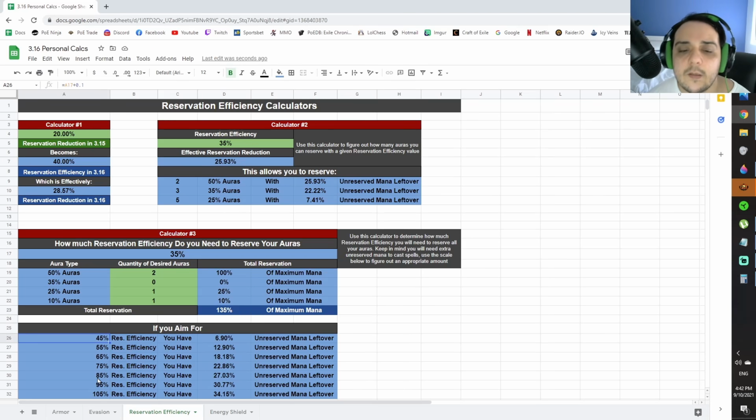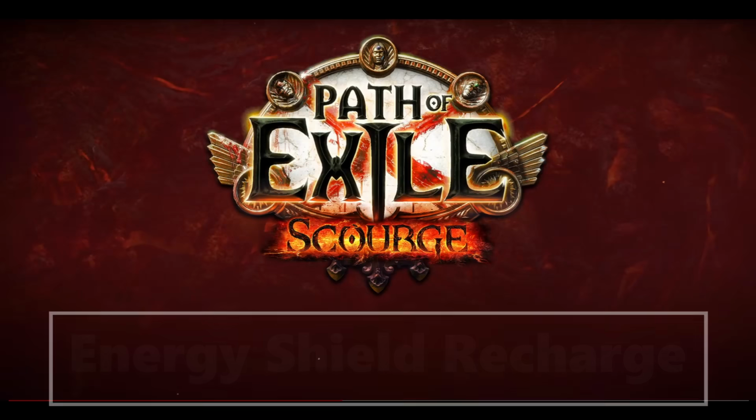But now down here is also a scale that shows you how much reservation efficiency you want to aim for in order to have certain amounts of unreserved mana left over. So if I were to aim for 65% reservation efficiency, this would allow me to reserve all those auras and still have 18% of my mana left over in order to actually cast my skills without running out of mana. It gives me a bit of a window to deplete my mana a little bit and then restore it via flasks or whatever other mechanisms that you want to use.